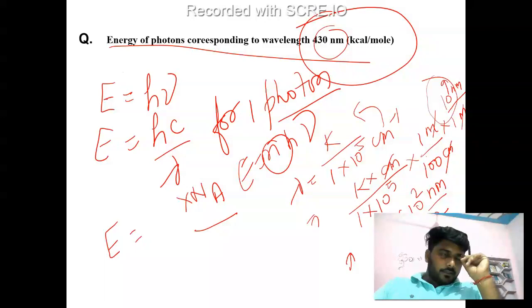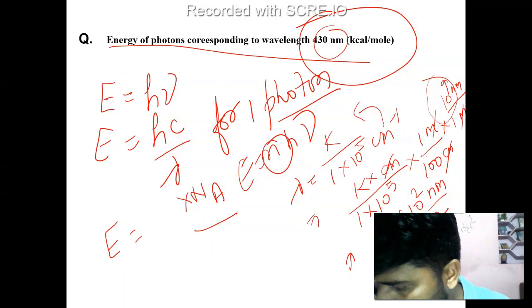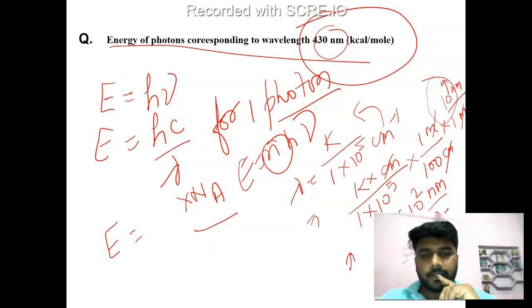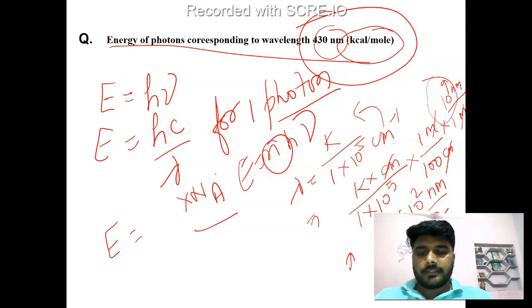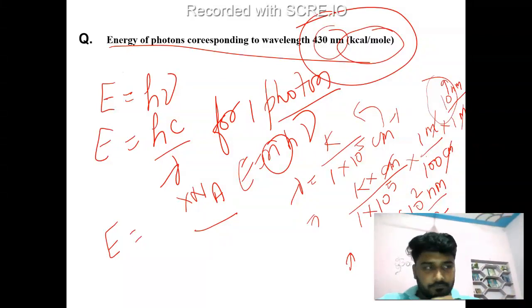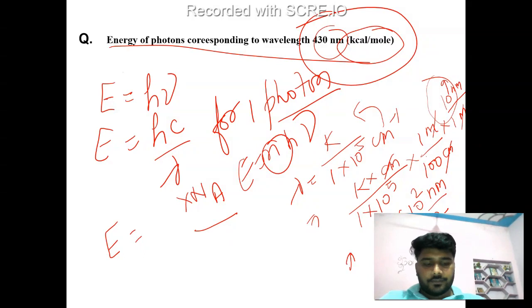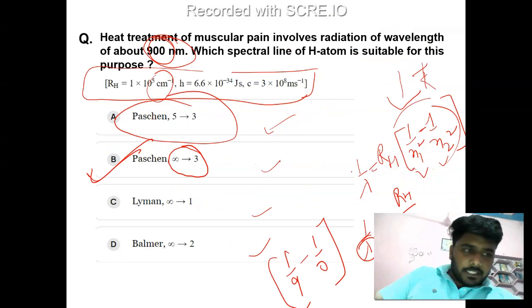After that, because this expression is for one photon, if you have to calculate per mole, you have to put the value of Avogadro number, that is 6.023 into 10 raised to 23 photons per mole. So this was the last question for this assignment. If you have any query, you can ask me.